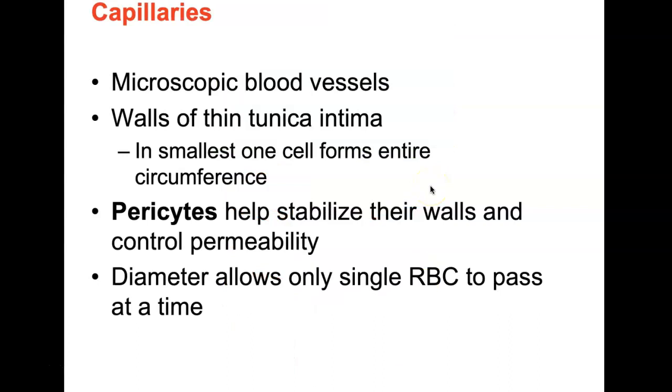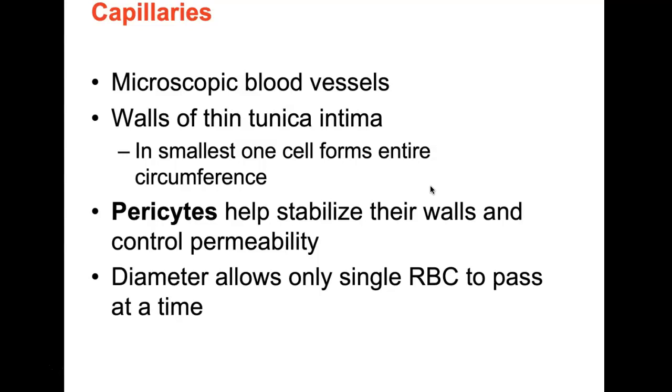Now what we're going to do is move over to capillaries, which we said are going to be these microscopic exchange vessels. They're actually the smallest blood vessels that we have in the body. They have thin walls that is just the endothelium, which is the tunica intima, as we earlier explained. In some cases, or most cases, one endothelial cell forms the entire circumference of the capillary wall.